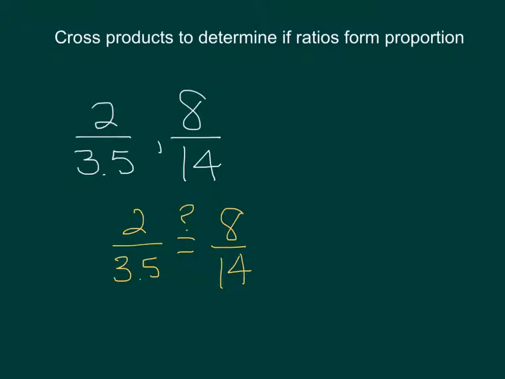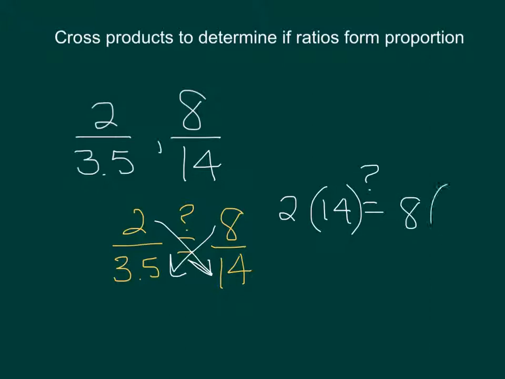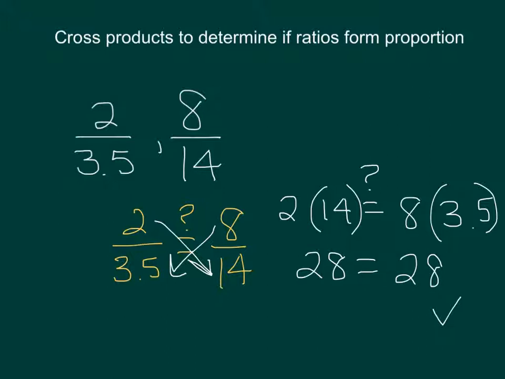So we start out by cross multiplying, so the tops times the bottoms. We first have 2 times 14, and we're trying to determine if that is equal to 8 times 3.5. We know that 2 times 14 is 28, and if we solve for 8 times 3.5, that is also 28, so we could say that they are equivalent to each other.